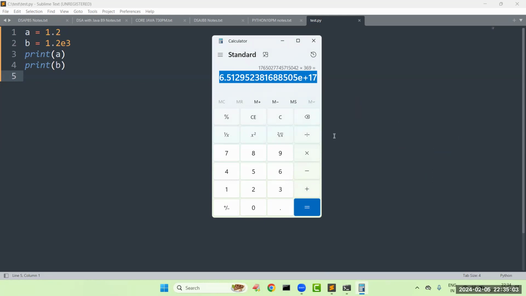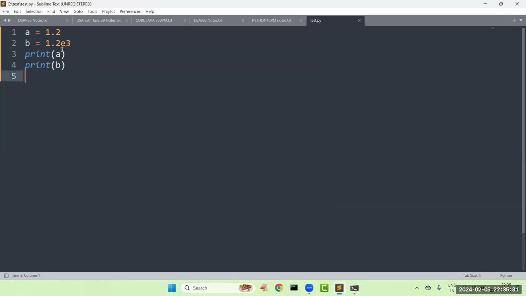What is the E, sir? The E value is nothing but 10. Plus 17 means E to the power 17, that means 10 to the power 17. You are going to get 17 zeros. We have to multiply this entire value by 10 followed by 17 zeros. If you take a negative value, then this entire value is divided by 10 to the power 17. Anyway, here we have given 1.2e3, right?